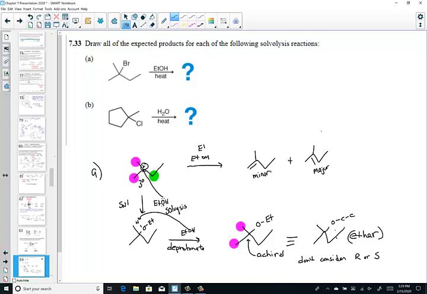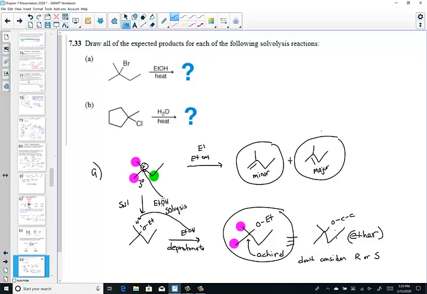But there are indeed 3 separate products. We have 2 products from the elimination. We have 1 product from the substitution. The substitution only gave 1 product in terms of stereochemistry because it's an achiral center. Otherwise, we could have a second product for substitution if it were a chiral center. We'd have to have an R and an S configuration.